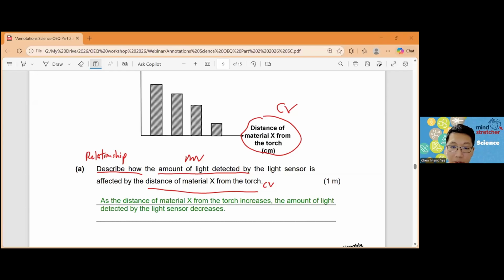Okay, next part. This is a relationship question. We went through how to write relationships just now already. We spent 1 hour on those. Now, next part here.